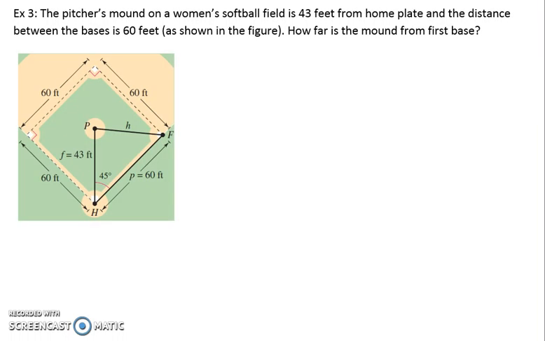And there's one more real quick example, and then we'll call it quits on this video. The pitcher's mound of a women's softball field is 43 feet from home plate. The distance between the bases is 60 feet, as shown in the figure. How far is the mound from first base?